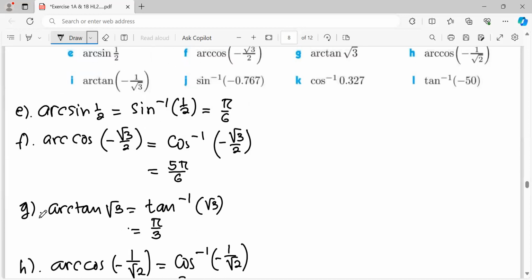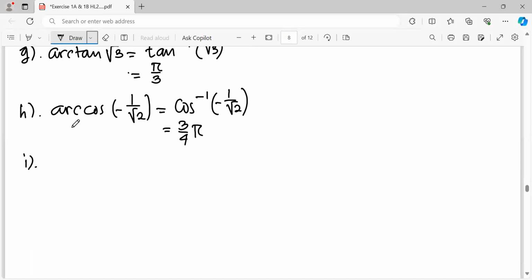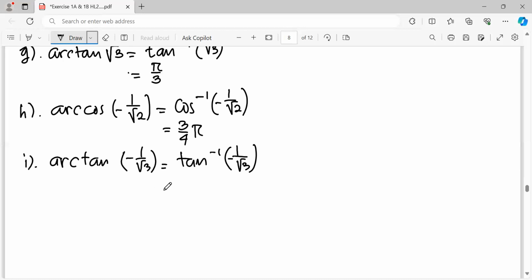I. Arctangent of minus 1 over root 3. So this is tangent of negative 1 over root 3, which is minus, how much? Minus pi over 6.